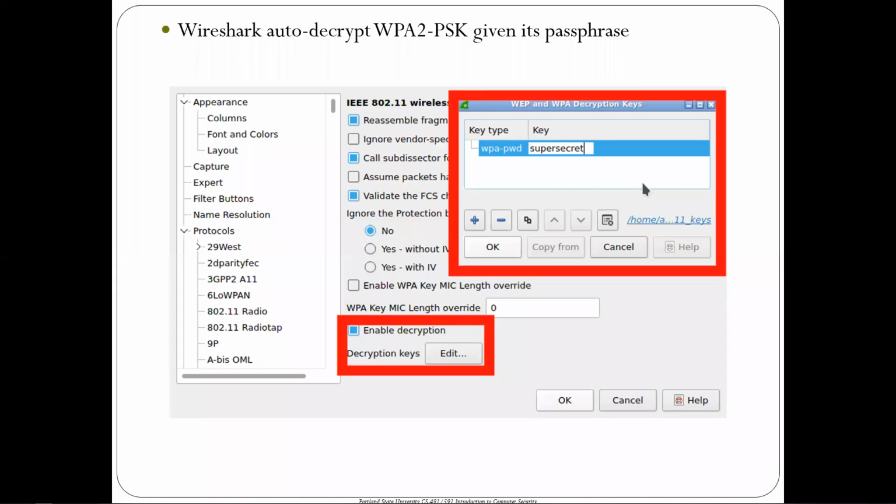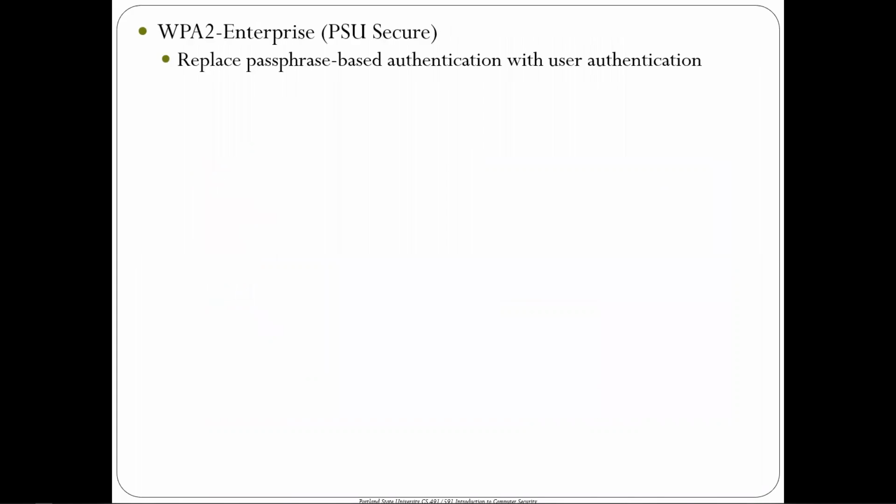We have to do something differently here at Portland State or in any enterprise network. You don't want somebody who just knows the passphrase to be able to decrypt everyone else's messages. So we do something different. We do this thing called WPA2 Enterprise, which is what PSU Secure runs. And we replace passphrase-based authentication with actual user authentication. We force you to log in with your single sign-on Odin credentials.